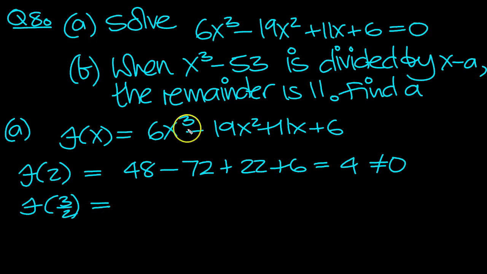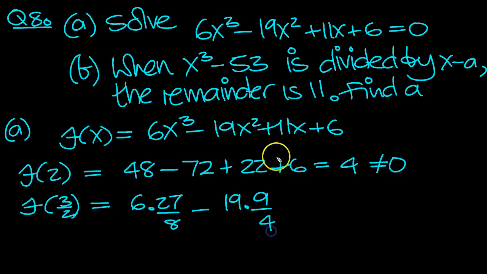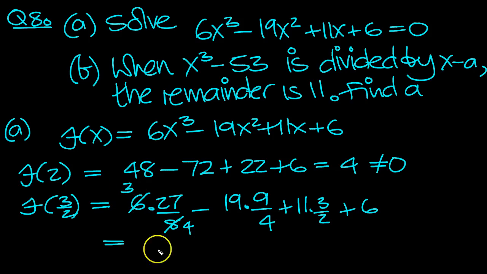3 over 2 cubed is 27 over 8, so it's 6 times 27 over 8. Minus 19, 3 over 2 squared is 9 over 4, 19 times that, plus 11 times 3 over 2, plus 6. Okay, what have we got here then? That's a 3, that's a 4. 3 27s is 81 over 4.